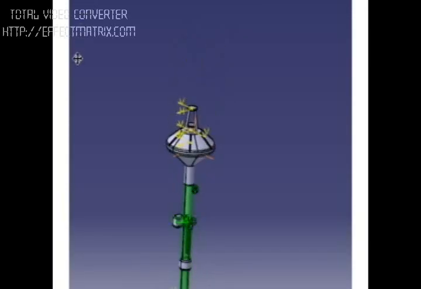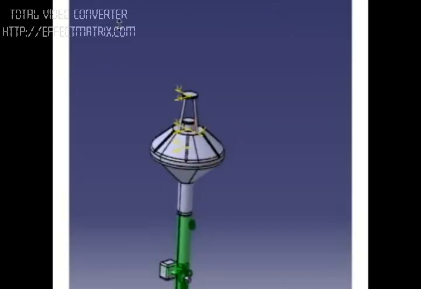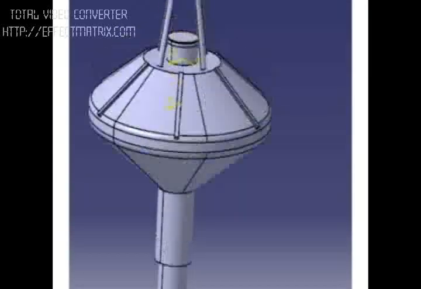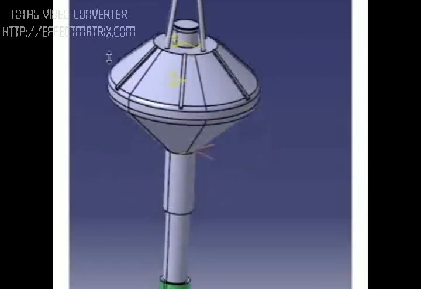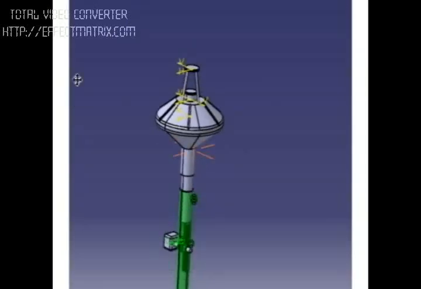Now, as we can see here, the vertical motion of the piston is provided by this float or buoy, which harnesses energy in the form of vertical motion from the sea waves.